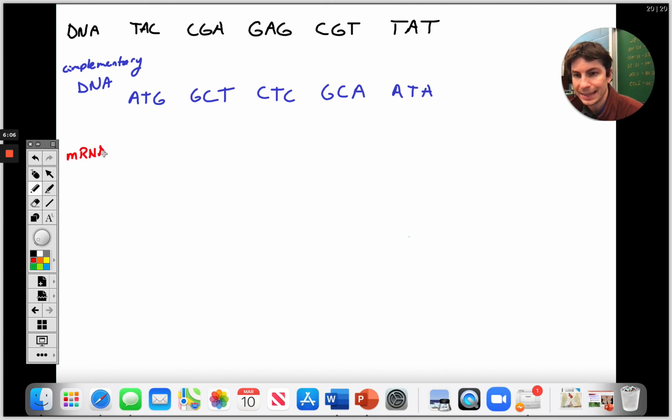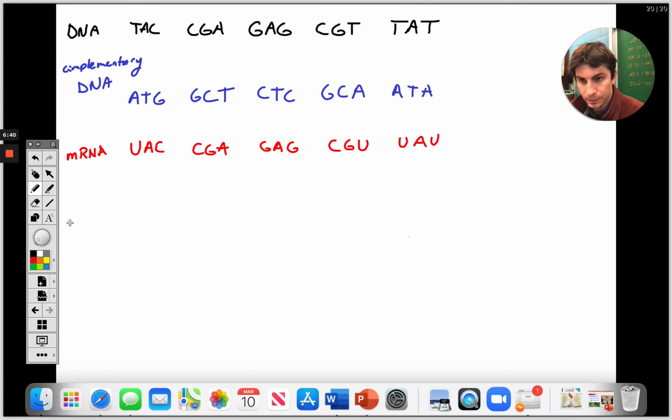Now we can take that and go to mRNA. So A is going to go to U, T is going to go to A, and G is going to go to C. And if you notice, it's the same as the original DNA, except we're swapping out the T's for U's. So you can do it either way, whatever. You'll get the same answer. So CGA, GAG, CGU, and UAU.